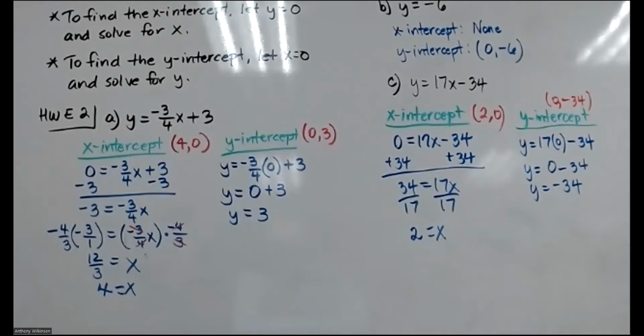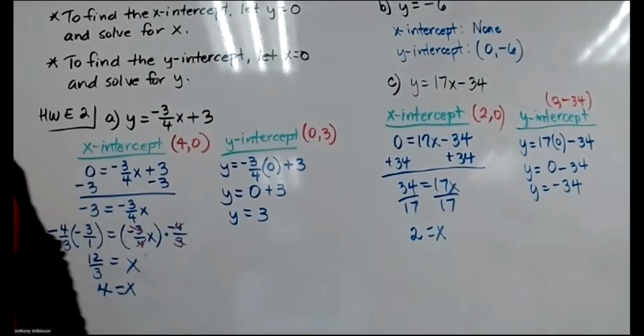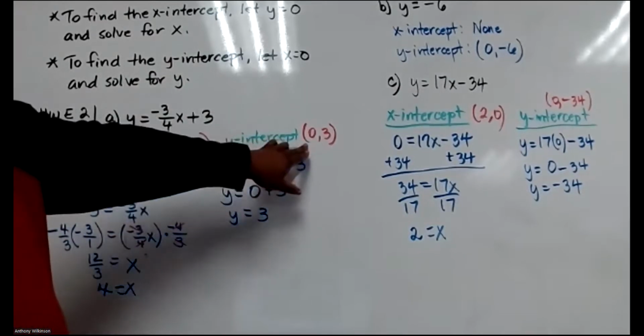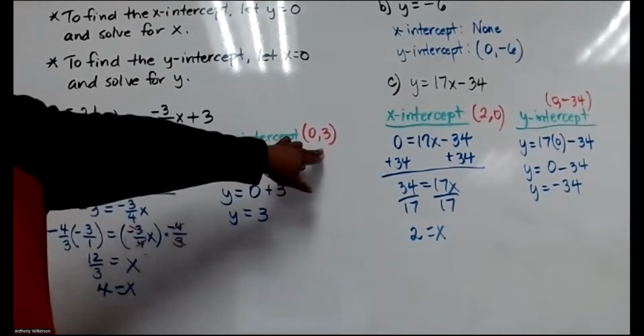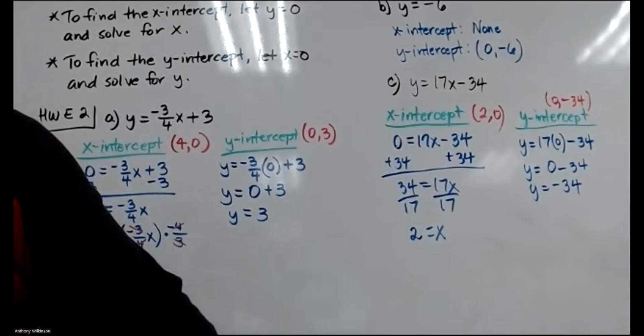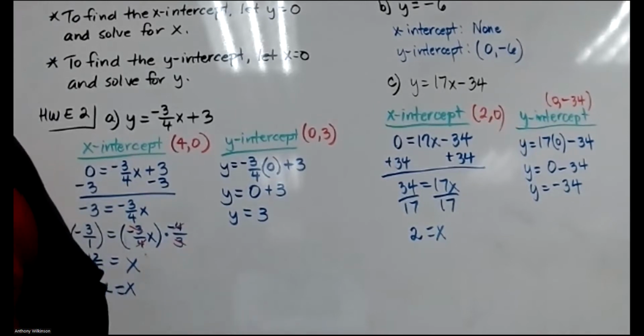Questions about example two? And do not get x-intercept and y-intercept confused. The x-intercept has the x coordinate with zero. The y-intercept has an ordered pair of zero with whatever y is. They're two totally different points. And in fact, it does take 2 points to create the graph of the line. Questions? Okay.